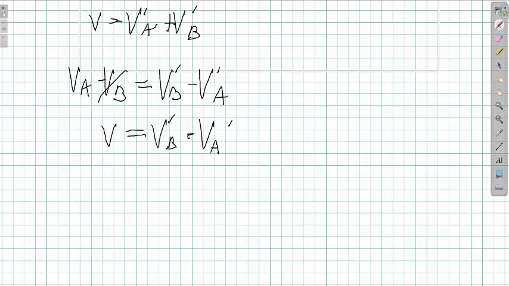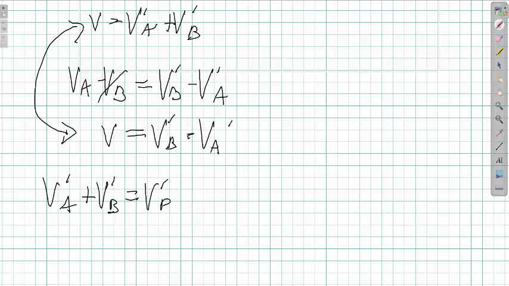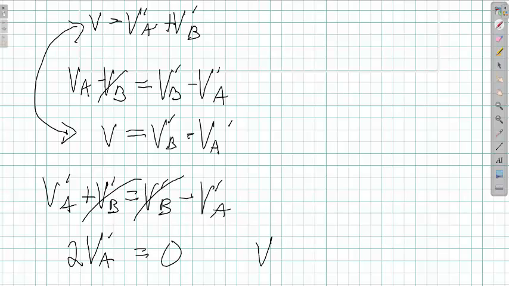Now we can equate the two of these together to get V prime A plus V prime B equals V prime B minus V prime A. There's a VB on either side. We go ahead and cancel them out. Put the VAs on one side. We're going to notice that two of them, VA prime, equals 0. So it actually doesn't matter how many VA primes there are. VA prime equals 0.